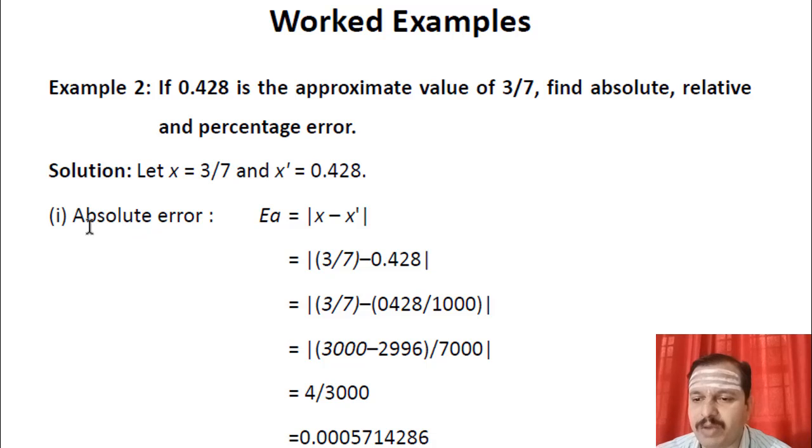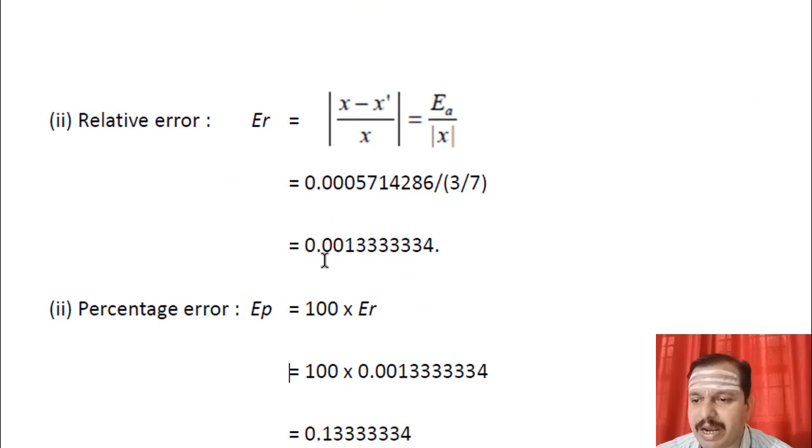We have seen the different possible errors. The absolute error is 0.0005714286, the relative error is 0.001333334, and finally the percentage error is 0.1333334. So this completes the solution of the first problem.